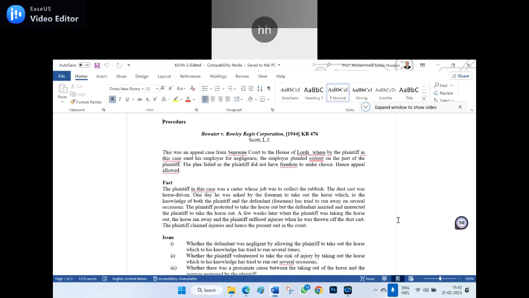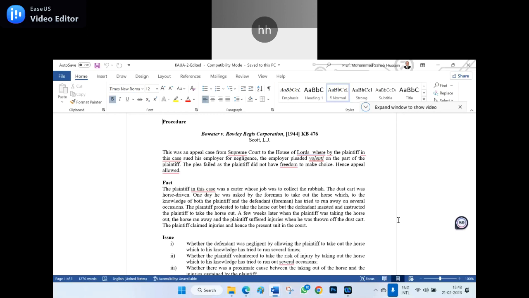So, this was an appeal case from the Supreme Court to the House of Lords. But if we suppose here we want to say this B. Hawa case is a High Court case, so it's an appeal from the District Court to the High Court. Suppose the Court of Appeal is there, it is an appeal from the High Court to the Court of Appeal. So, this is an appeal from the lower court to the present court.